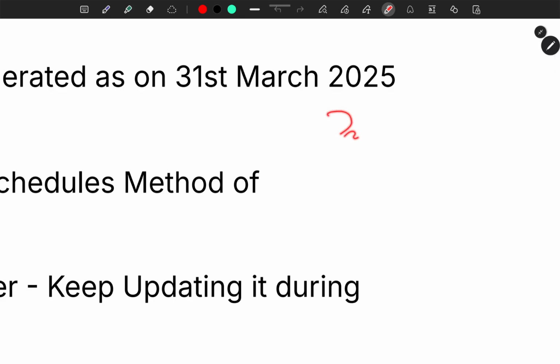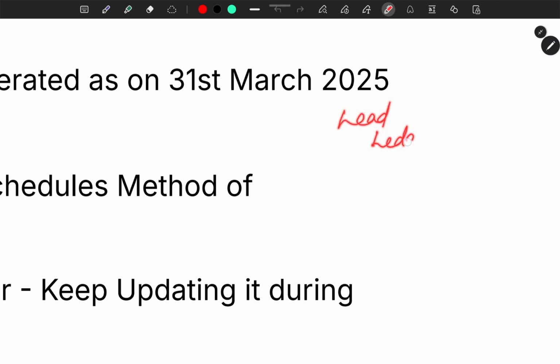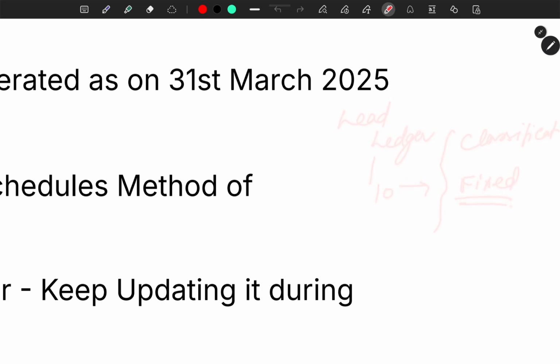The first step is, you have a balance sheet. The balance sheet has assets and liabilities. Let's say you are doing assets. The assets may have advances, and other assets. You will have two sheets for this, and then you will have the lead. The lead means the ledgers underlying this classification. So there are, say, 10 ledgers which come under fixed assets. You should have their listing. That is the lead schedule method.